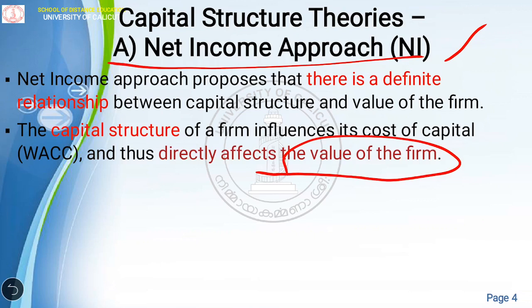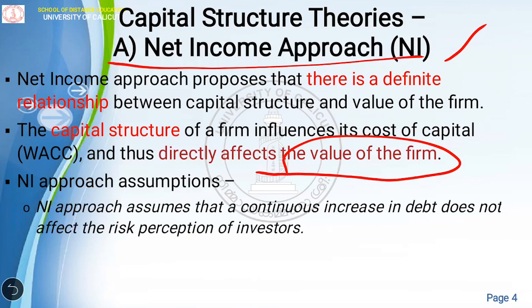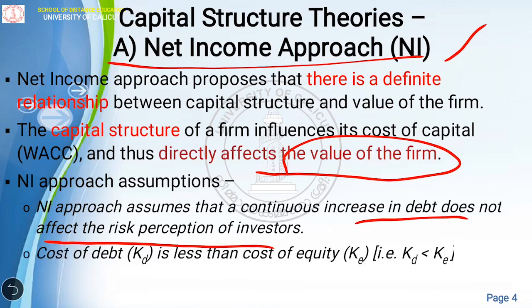So the core of the net income approach theory, NI theory, is that capital structure influences the cost of capital and also the value of the firm. That is a key thing in this theory. So we have some assumptions. The net income approach assumes that a continuous increase in debt does not affect the risk perception of the investors.